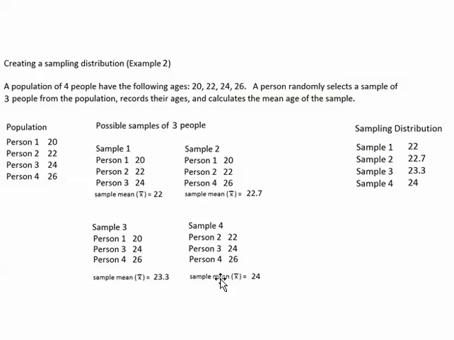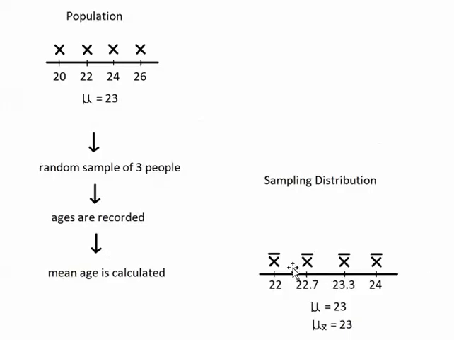Once I got the 4 sample means, or the 4 x bars, I listed them out right here, and this list of 4 answers is a sampling distribution. Next, I can plot the 4 sample means in the sampling distribution in a graph, just like I did before. These are just the 4 sample means from the last page.